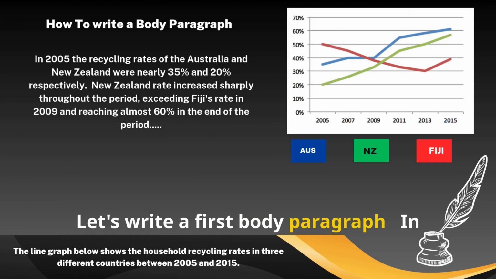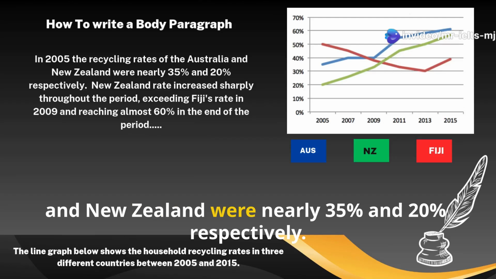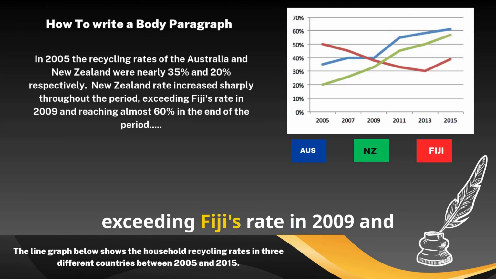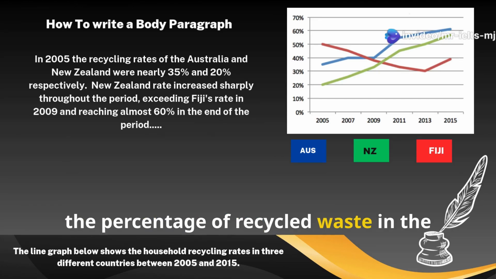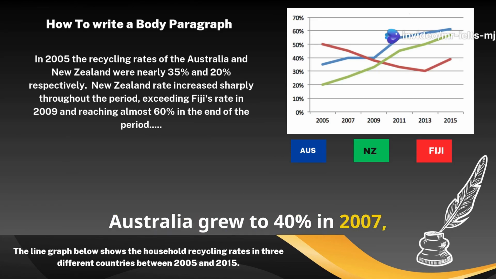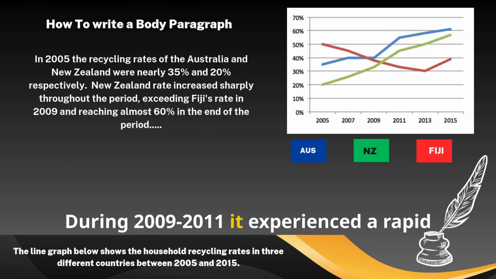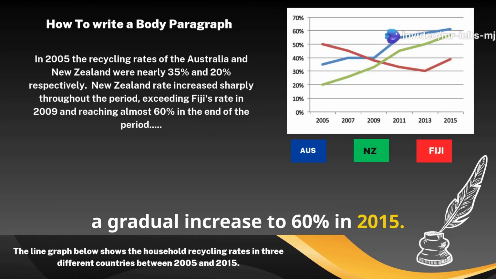Let's write a first body paragraph. In 2005, the recycling rates of the Australia and New Zealand were nearly 35% and 20% respectively. New Zealand rate increased sharply throughout the period, exceeding Fiji's rate in 2009 and reaching almost 60% in the end of the period. In the meantime, the percentage of recycled waste in the Australia grew to 40% in 2007, and then remained steady until 2009. During 2009 to 2011, it experienced a rapid surge to more than 50%, and continued with a gradual increase to 60% in 2015.